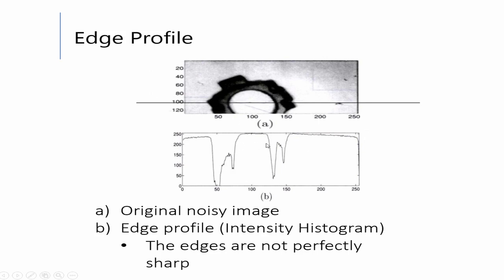We can also use this distance to calculate this diameter, should we wish to. And then the same thing happens on this side here. So you can see the original image has a lot of noise, and in our edge profile, which is basically our intensity histogram, we can see that the edges are not perfectly sharp.